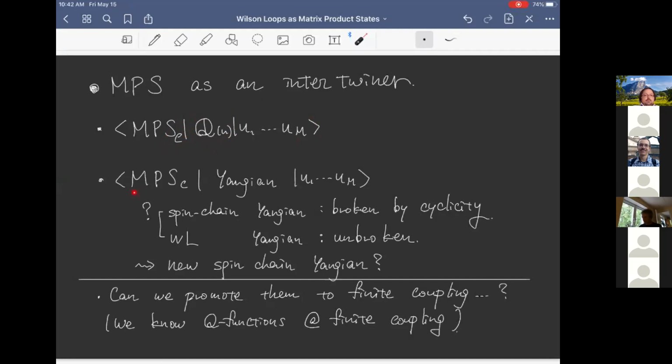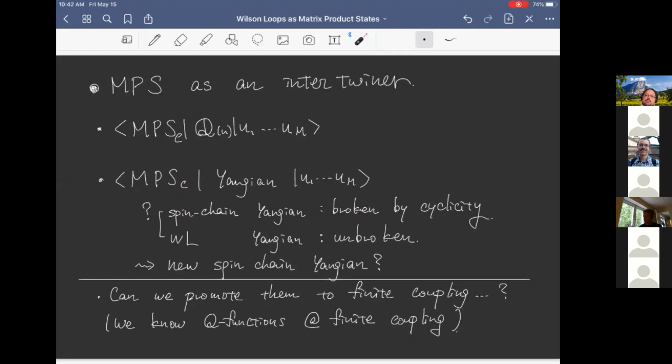You can also insert the Yangian instead of Q operators. And then you may be able to relate the spin chain Yangian and the Wilson loop Yangian discussed by Kostra and his collaborators. But there is a little puzzle, because we know that the spin chain Yangian is broken by the cyclicity, whereas the Wilson loop Yangian they constructed is actually unbroken by the cyclicity. So there is some mismatch.